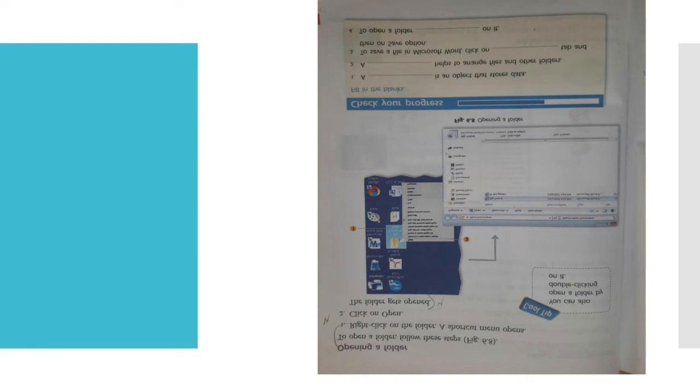Opening a folder. How will you open a folder? Right click on the folder. A shortcut menu opens. Click on Open. The folder gets open. Can you see the picture? Number 1 is the name, number 2 is the name. Yes, Open. Then the folder gets open like this. You have to see figure number 6.8.